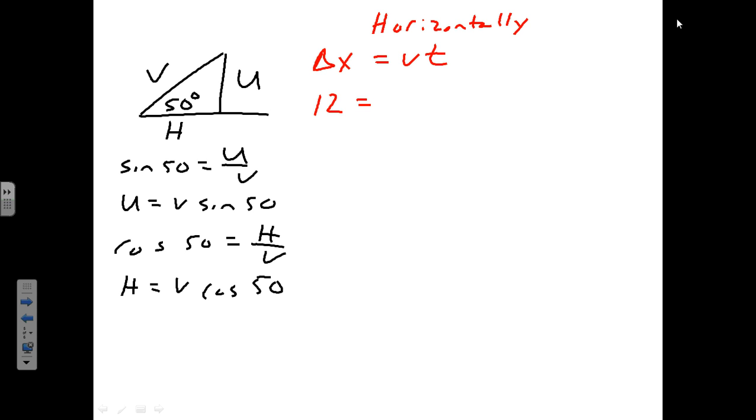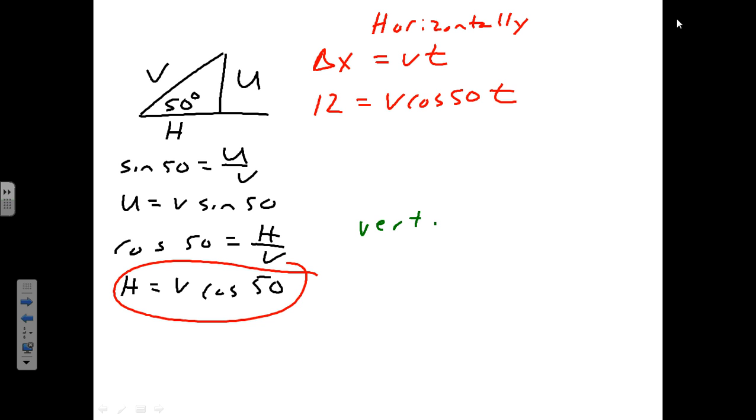The velocity is the horizontal component of the initial velocity, which is going to be v cosine 50. And then we've got the time. That's about as far as we can go right now. We don't know v, we don't know t. So now we need to think vertically.